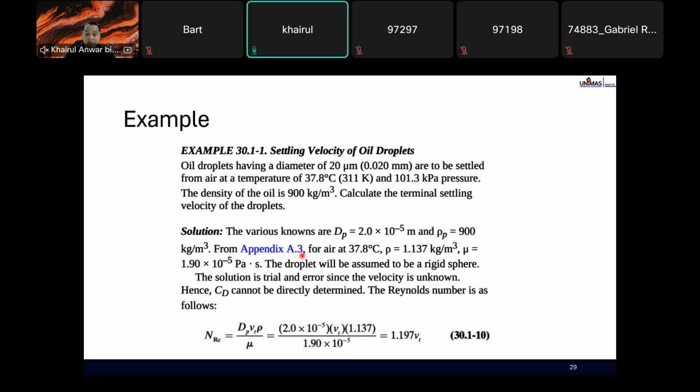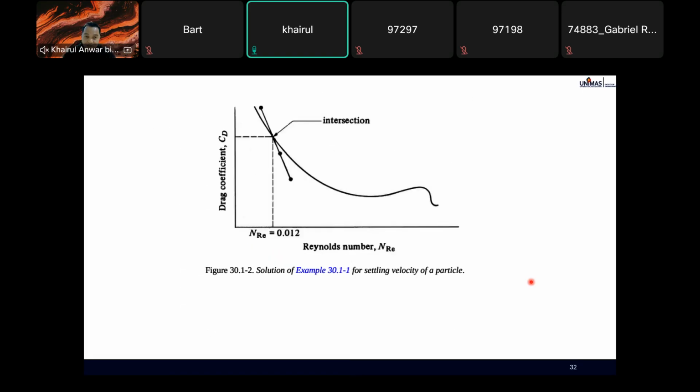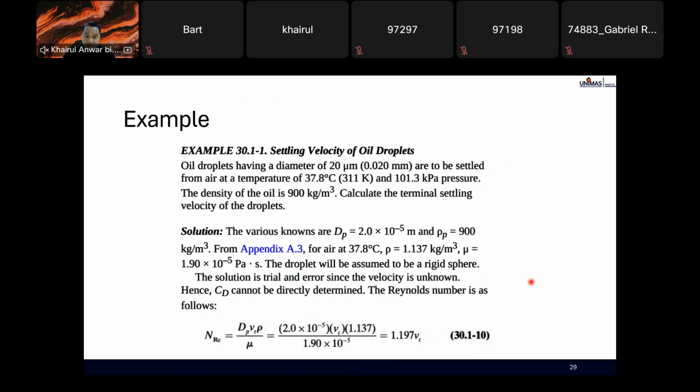From Appendix A.3, you can refer to the books. For air at 37.8 degrees C, the density of air is 1.127 kg per meter cube. Mu equals 1.9 times 10 to the minus 5. This is the viscosity. The droplet will be assumed to be a rigid sphere.